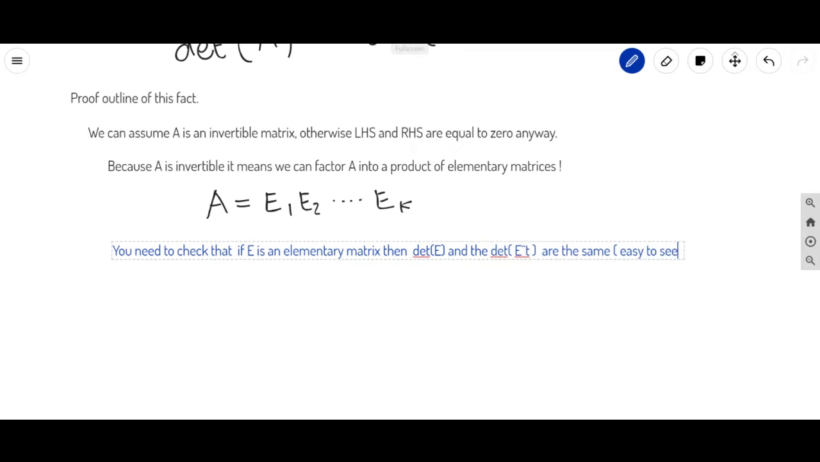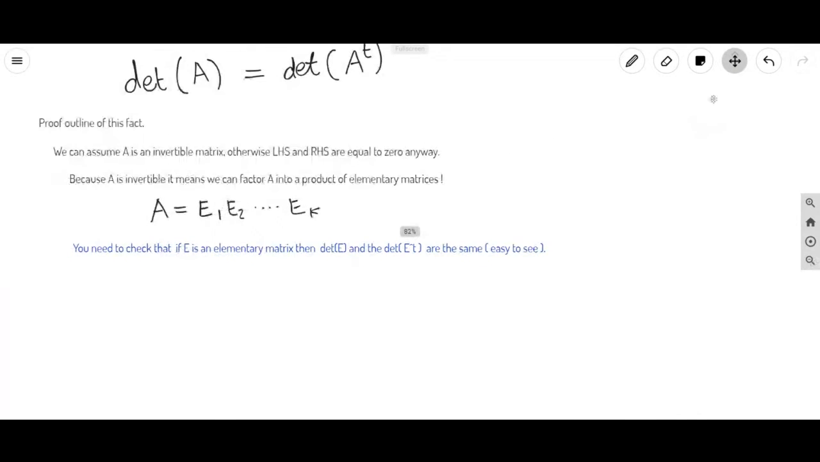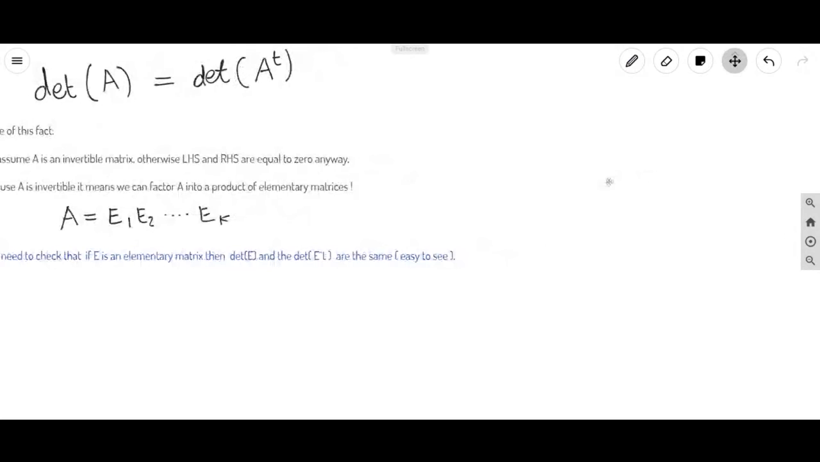It's actually easy to see. I'm going to leave the details up to you, but for example, let me just illustrate for you, maybe with a 3 by 3 matrix, why this works. So if you start with the identity matrix, 1 0 0, 0 1 0, 0 0 1.